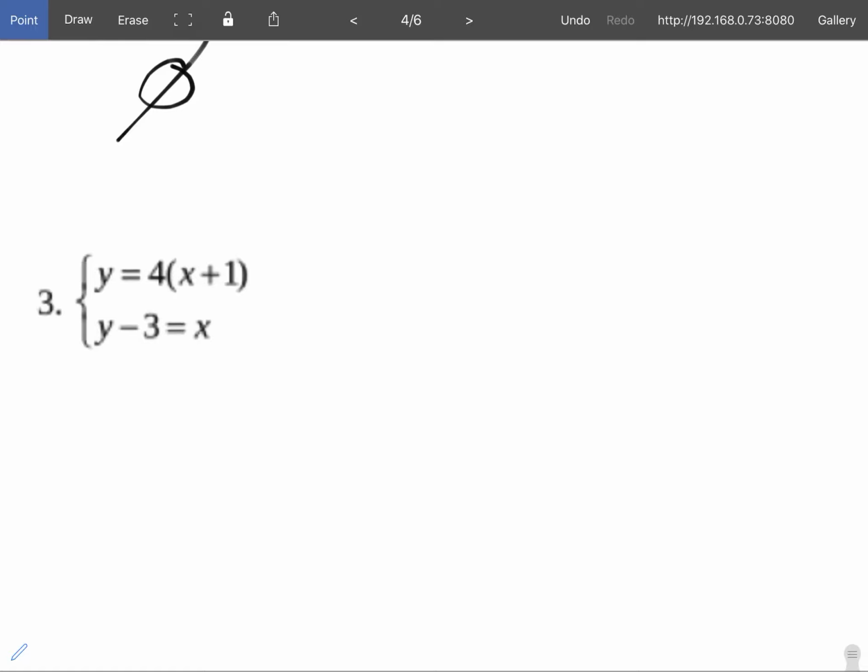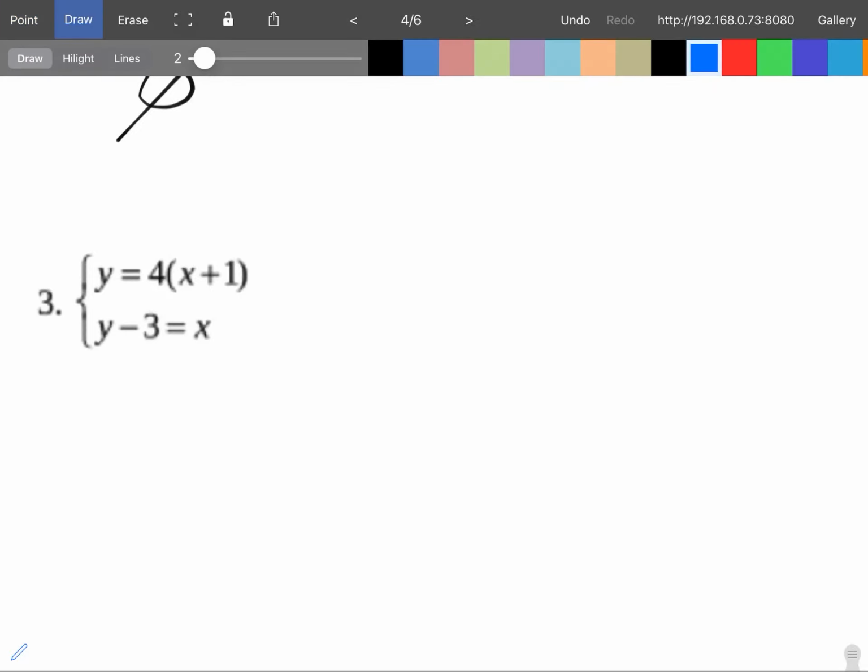So number 3, let's see, what do I want to do with this one? I already have the top equation solved for y. The bottom equation is already solved for x, so I think that leads to probably using substitution on this one. But I'm going to do it a little different. I think I'm going to solve the bottom equation for y. So I am going to add 3 on both sides. And my bottom equation is going to become y equals x plus 3.